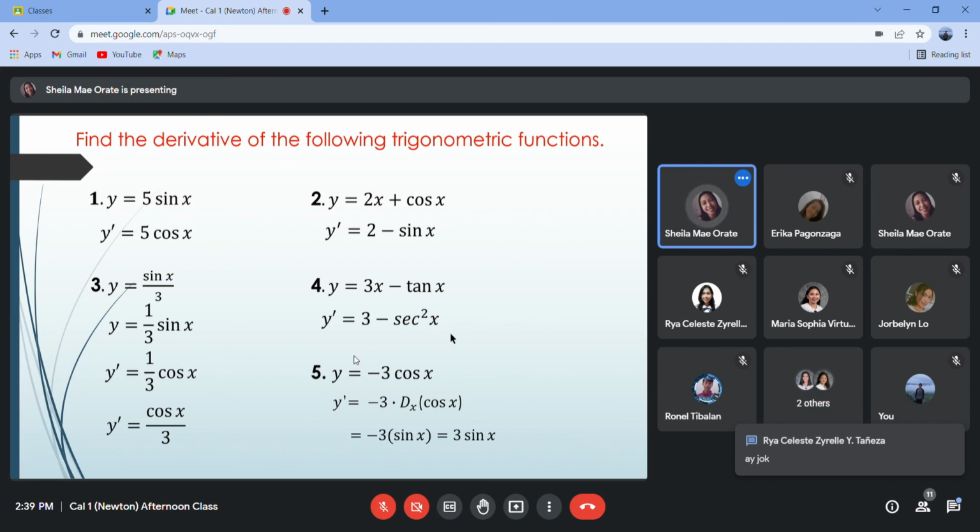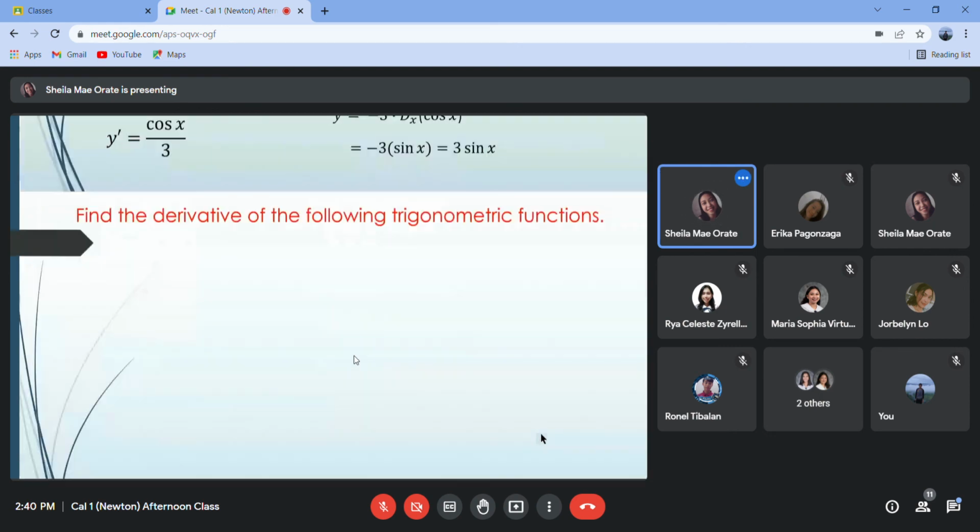So, ang i-apply nato is ang constant multiple rule. Negative 3, our constant, times the derivative of our cosine x. Okay? Diba ang derivative ni cosine x is negative sine x. So, negative 3 times negative sine x, that would be 3 sine x. Okay.